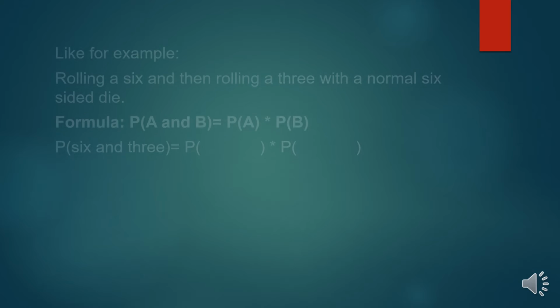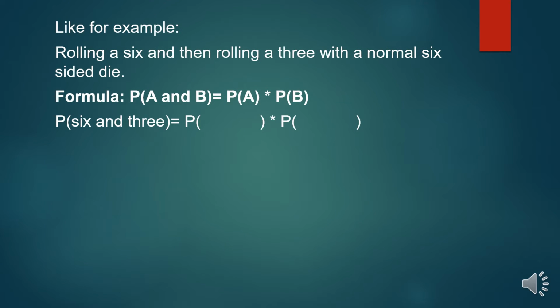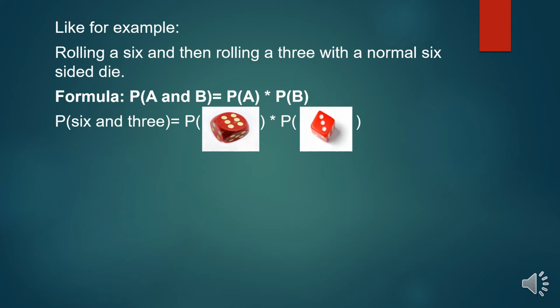The same is true the other way around: rolling a 3 will not change the probability of rolling a 6. To answer this, we have the multiplication rule for independent events, which is the probability of A and B is the probability of A times the probability of B. So the probability of getting 6 and 3 is the probability of 6, which is 1 out of 6, times the probability of 3, which is 1 out of 6. So the probability of getting both 6 and 3 is 1 out of 36. And that is the multiplication rule for independent events.